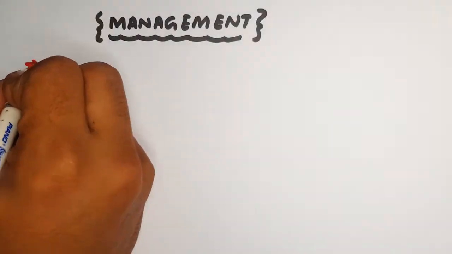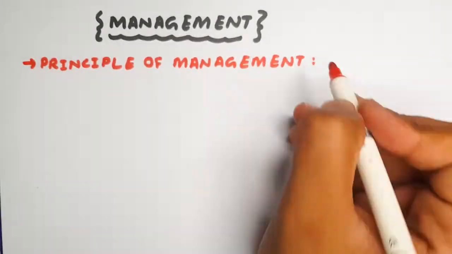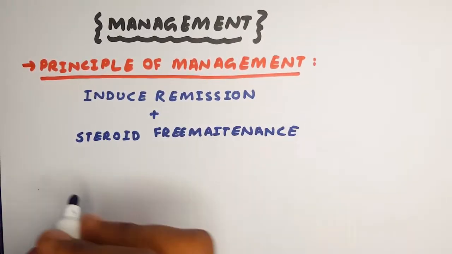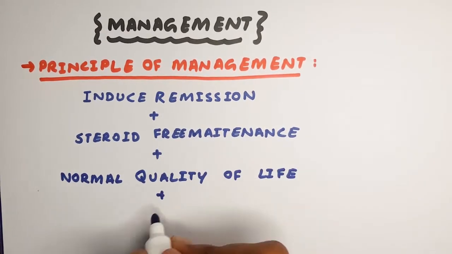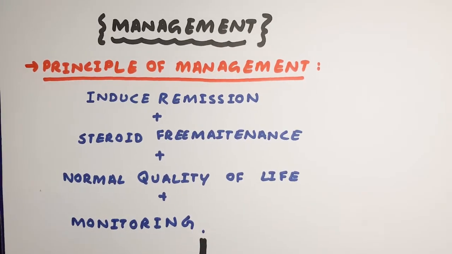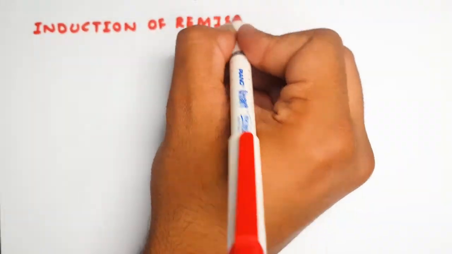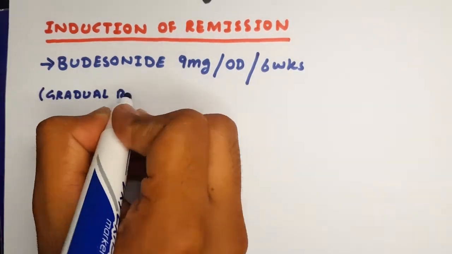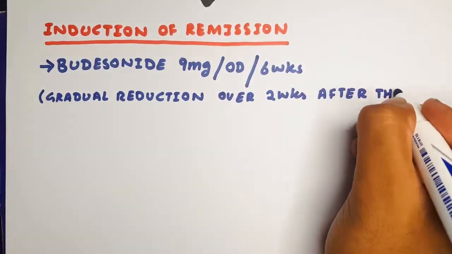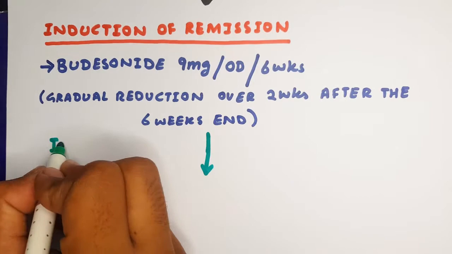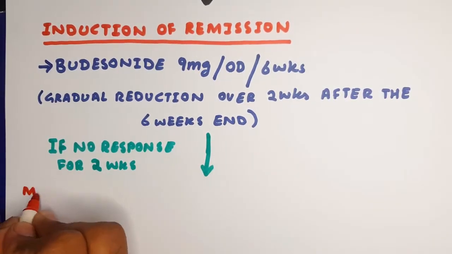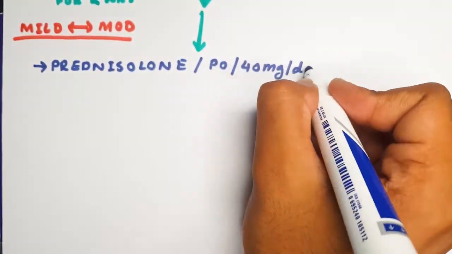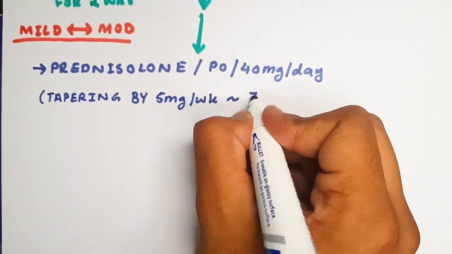When managing such a patient, the basic principle is to induce remission. We have steroid-free maintenance for the patient so that the patient may have normal quality of life, and we do monitoring. When inducing remission in patients with ileal disease, budesonide is the drug of choice as it doesn't cause as much systemic toxicity. If the patient fails to respond within 2 weeks, we label it as mild to moderate Crohn's and we start giving the patient oral steroids, which we taper by 5 mg per week.